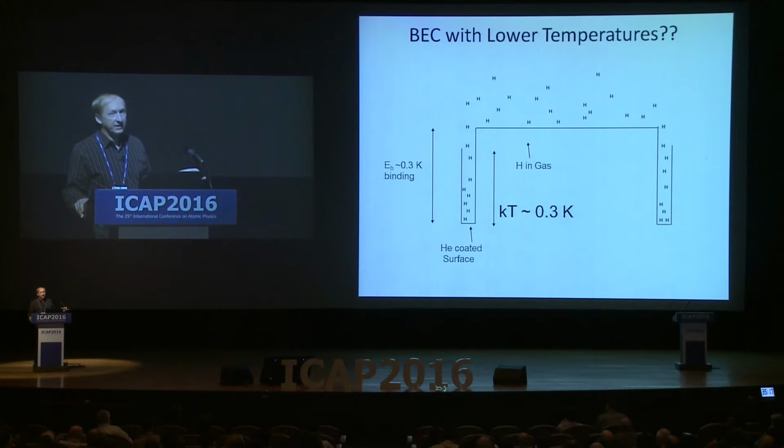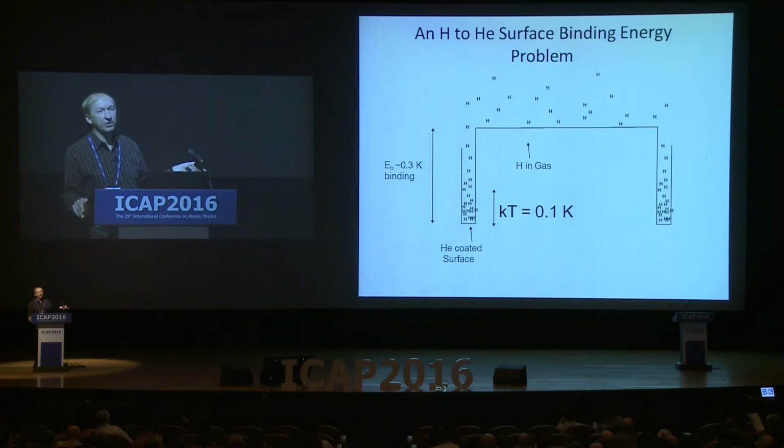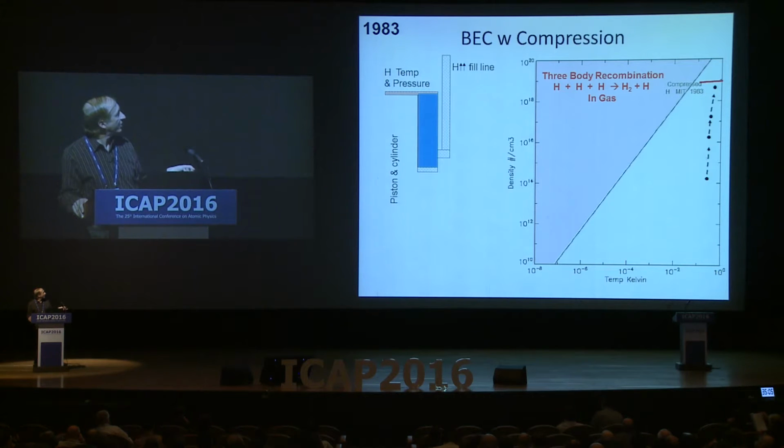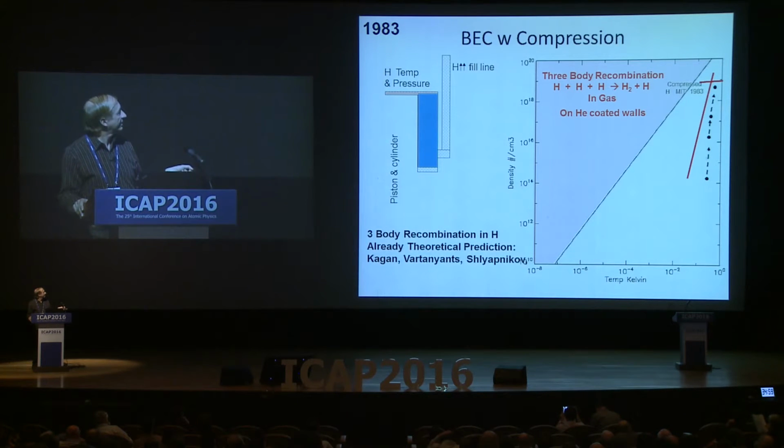So there one has to consider the surfaces. The bottles had surfaces coated with liquid helium walls, and so if you drop the temperature too much, the density would go up on the walls, and the density would be high enough to induce 3-body recombination on the walls. So that put a barrier down in that regime. So now it seemed to be clearly blocked.